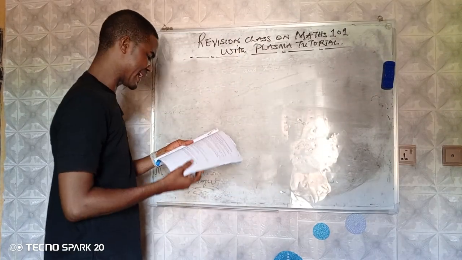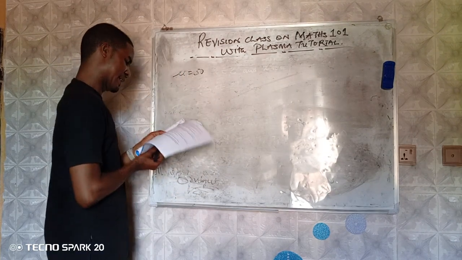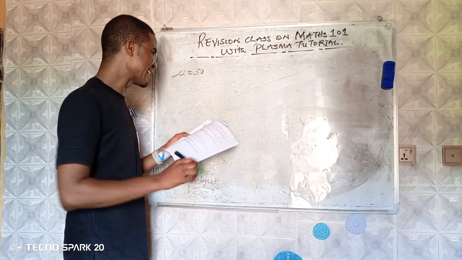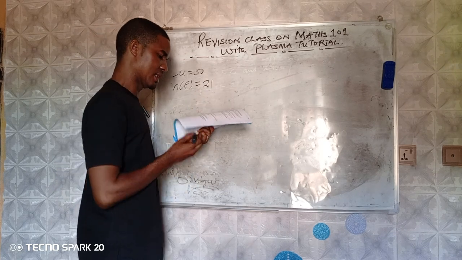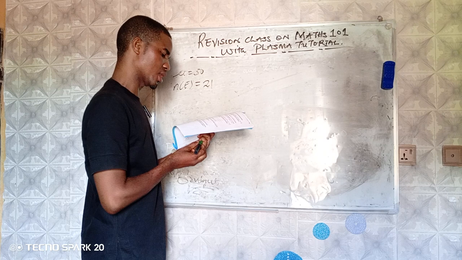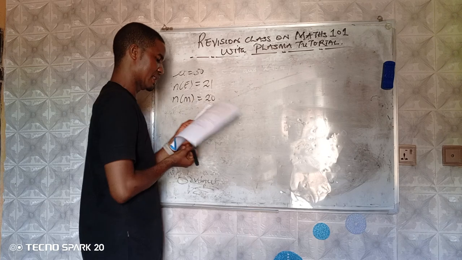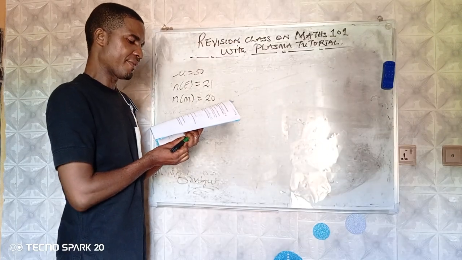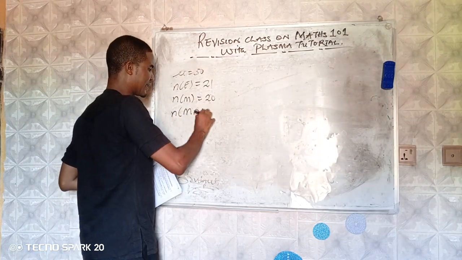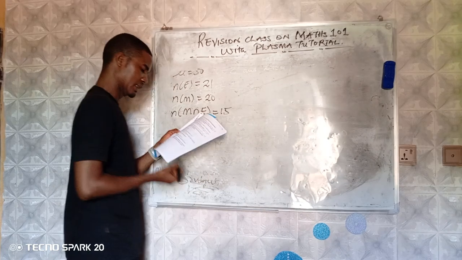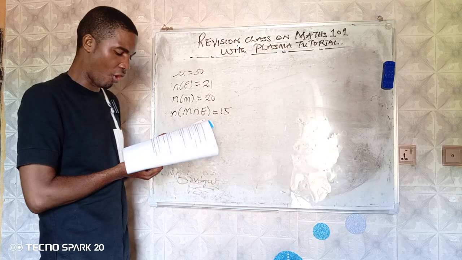Now, if you observe question number 30, it says in a class of 50 students, so the universal set is 50. It says 21 like English, so the cardinality of English is 21. It says 20 like maths, so the cardinality of maths is 20. It says 15 students like both English and maths, so the cardinality of maths intersect English is 15. It then asks, how many students do not like either mathematics or English?